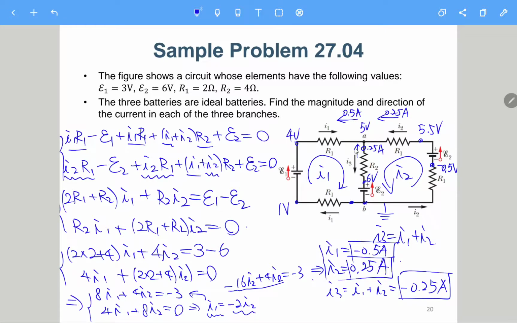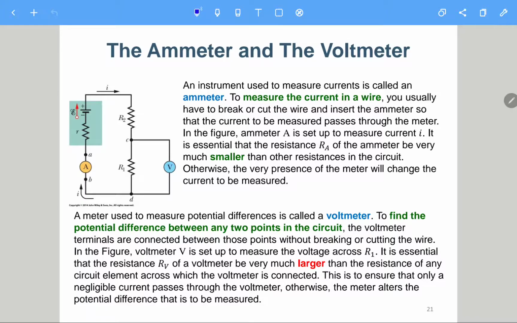So far, any questions? So actually for mesh analysis, you can find the mesh current, and after finding the mesh current, you can find all the voltages in a short period. So here we talk about the ammeter and voltmeter. They are two instruments or equipment. An instrument used to measure current is called an ammeter, because the SI unit for current is the ampere, so we call it ammeter.